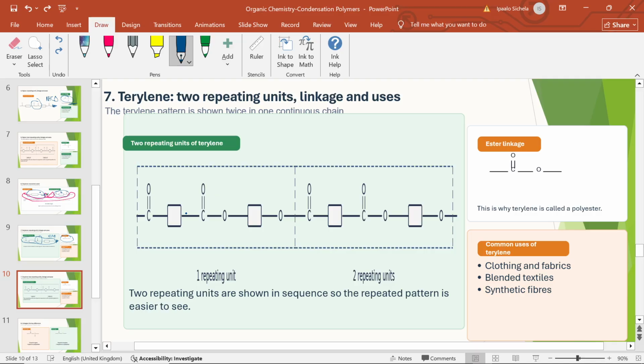But if you try to memorize, you might make a mistake. But it's up to you. If you can memorize, it's up to you. But if you understand, it will be easier to remember. So that is all for terylene.